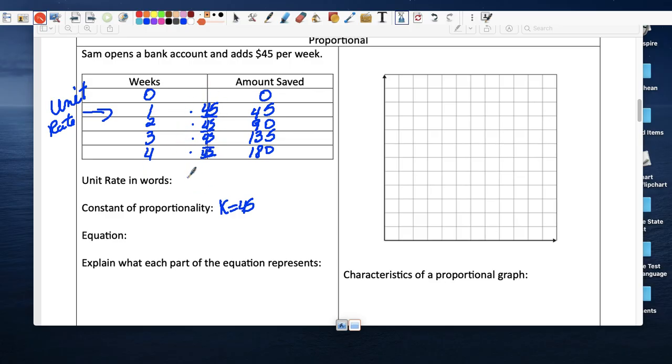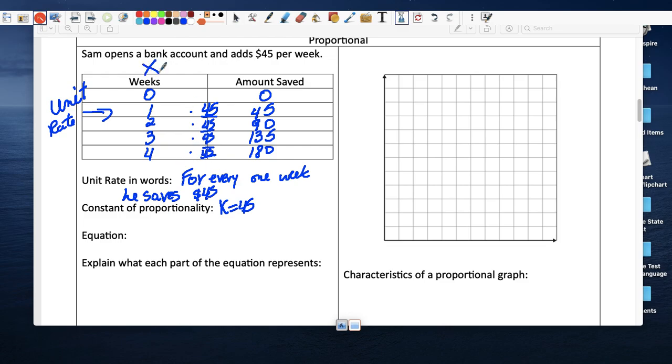What is the unit rate? It is the amount saved per week. So for every 1 week, he or she saves $45. That's our unit rate, right? The price per week, the amount of money he saves for 1 week. What's the equation? Well, ask yourself.